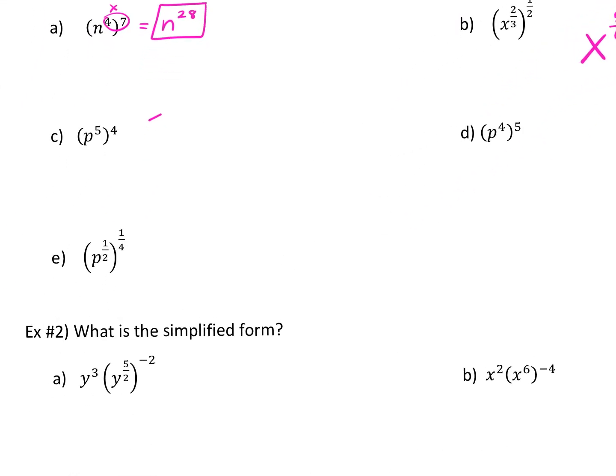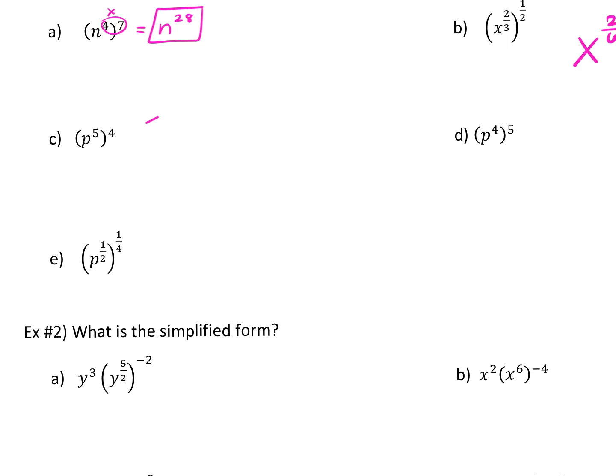Okay, look at C and D. P to the 5th to the 4th power and P to the 4th to the 5th power. Think about what that means. This is like P to the 5th times P to the 5th times P to the 5th times P to the 5th, right? That's P to the 5th to the 4th power. If that helps you to think about it that way, great. You are welcome to write that down. Then you would do what with all these 5s? You would add them together. If you are thinking through it that way, you're adding them.